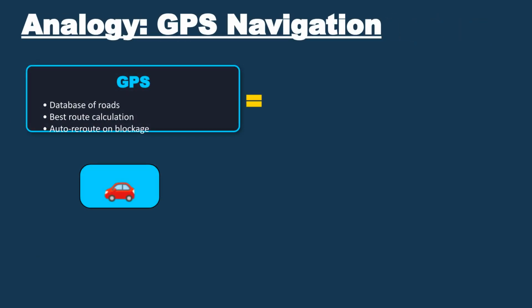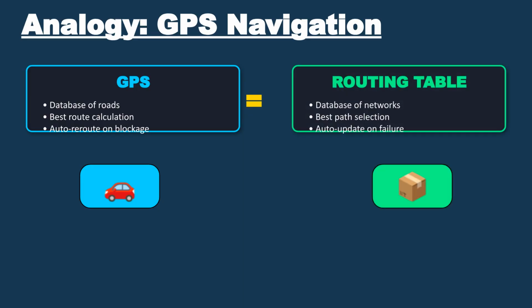A great analogy for a routing table is GPS navigation. The GPS acts as the database of roads, calculates the best route, and reroutes when blockages occur, similar to how a routing table guides data packets.